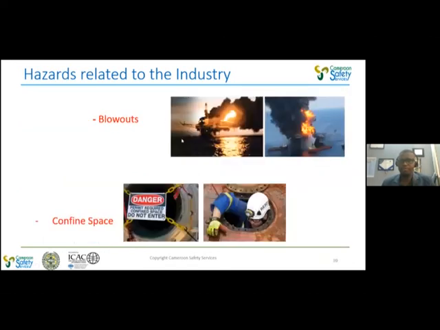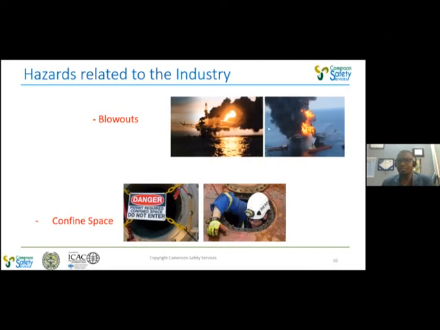Other forms of dangerous hazards are blowouts. Blowouts occur when there is the uncontrolled release of underground materials such as oil or gas. If there is an imbalance situation, an underbalance situation in the hole, the hydrocarbon is going to force itself to the surface, and if there is any ignition, this can lead to an explosion.